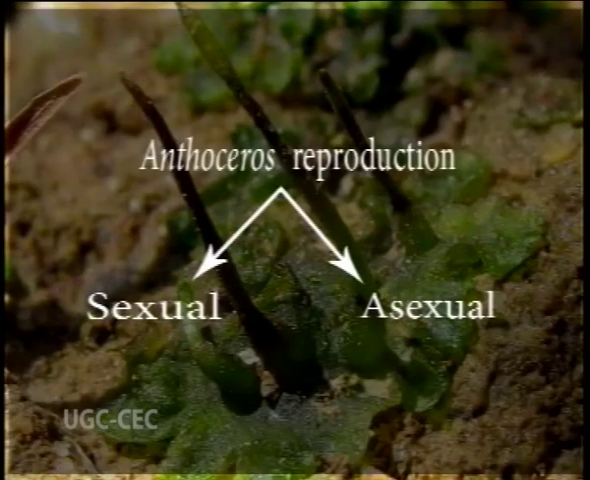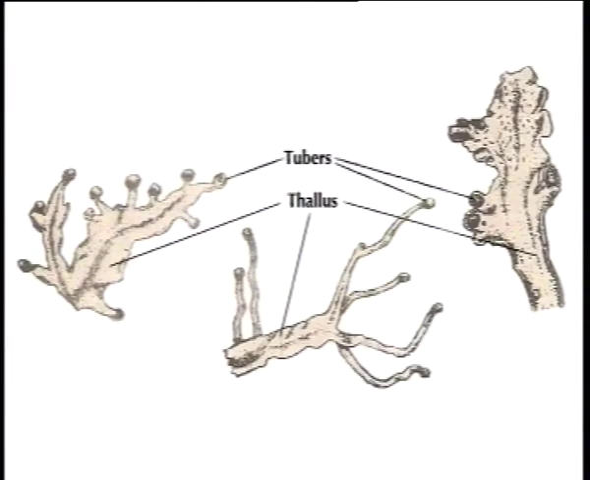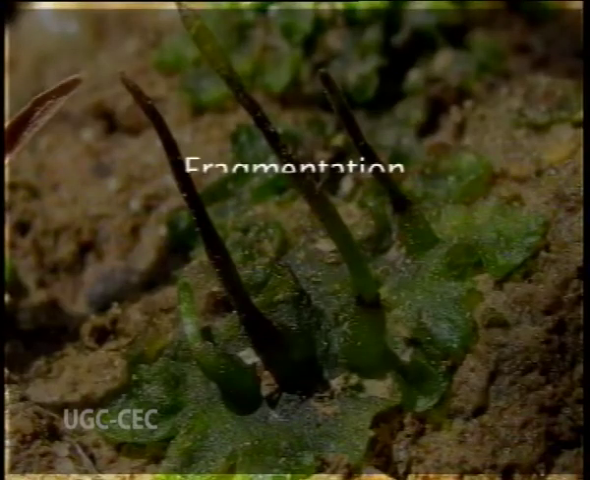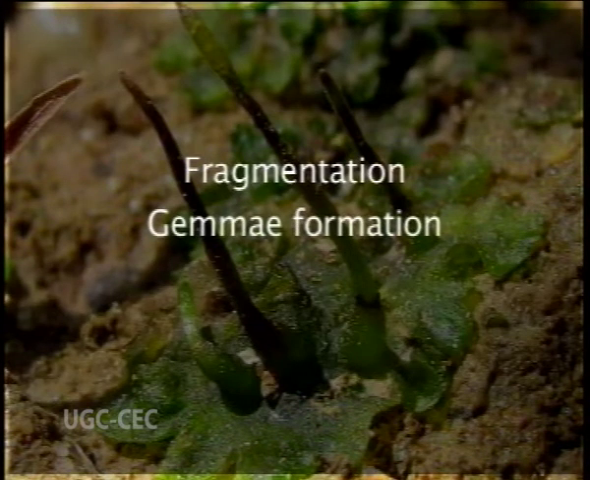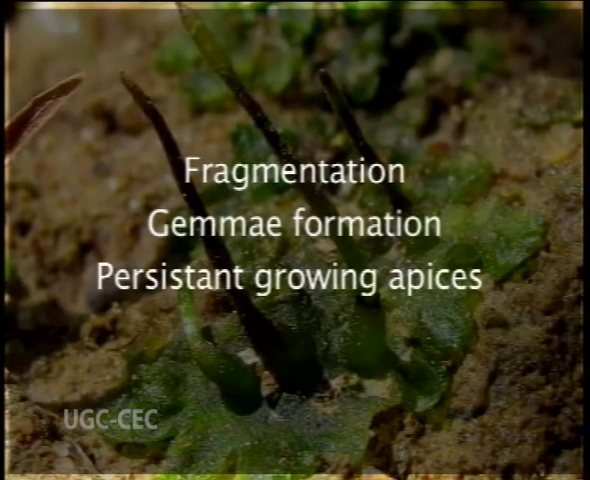Anthoceros reproduces by sexual and asexual means. Asexual reproduction usually takes place by tubers, which are able to withstand unfavorable conditions. Other means of asexual reproduction include fragmentation, gemma formation, persistent growing apices, and apospory.